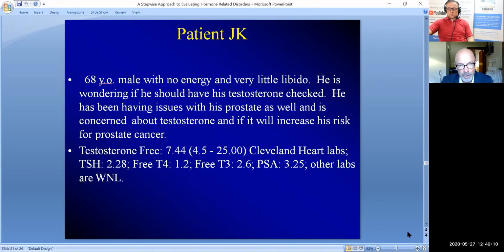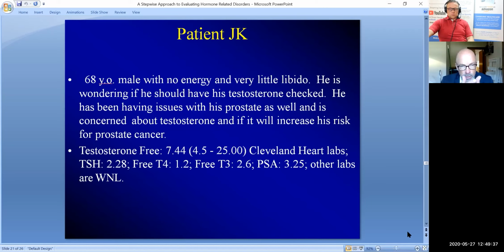So you have to kind of go back and forth between Quest or LabCorp or CHL, Cleveland Heart Labs. Their testosterone free is a different assay that they're using. It's 7.44. And so again, if someone else is seeing this patient, they go, well, your testosterone is within range. You're fine. You don't need it. And really, I'd like to push him closer to 25.